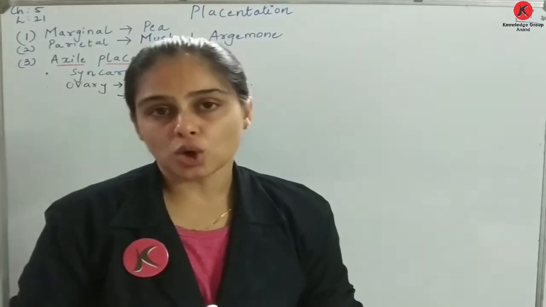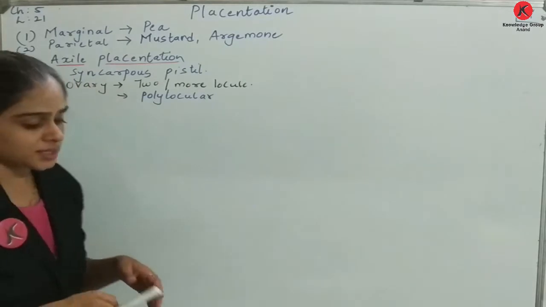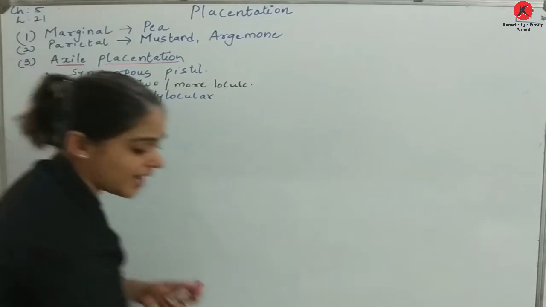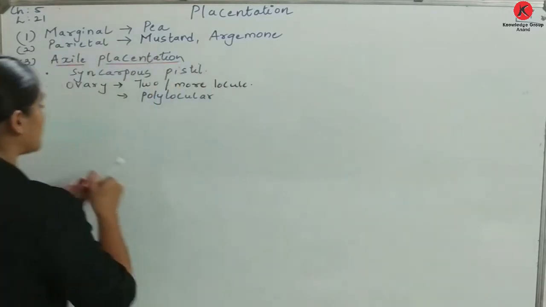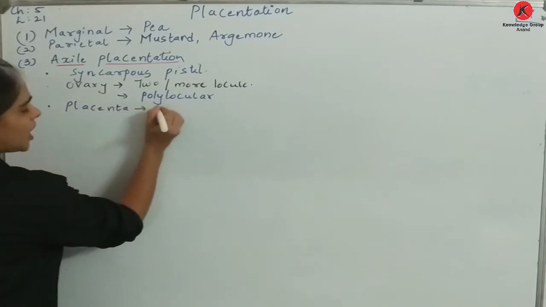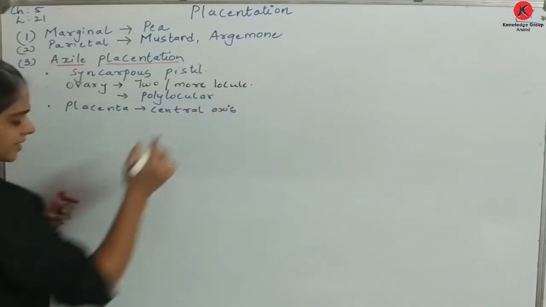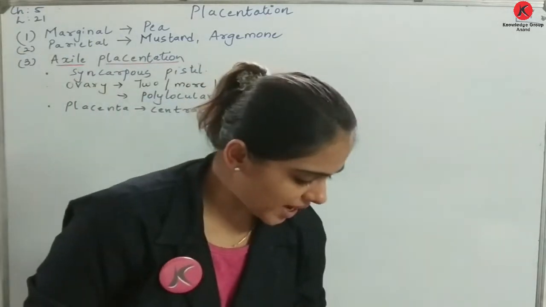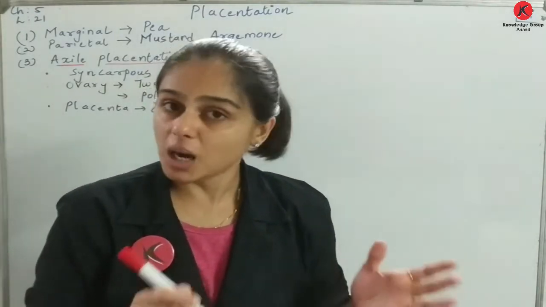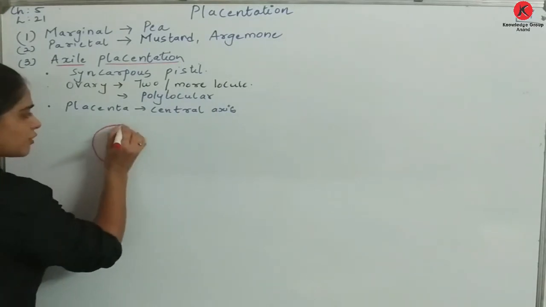Am I clear? Okay. So if I am talking about axial placentation, let's draw the diagram. Axial, as the name suggests, means central portion. So the placenta here will be present on the central axis. Where will it be present, children? On the central axis where the septa meet. Okay, let's draw the transverse section of the ovary.